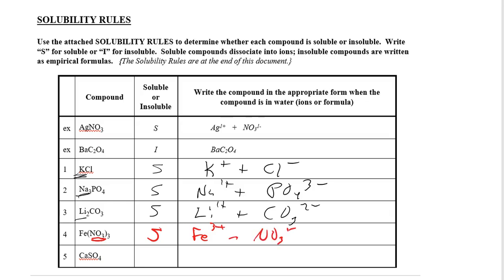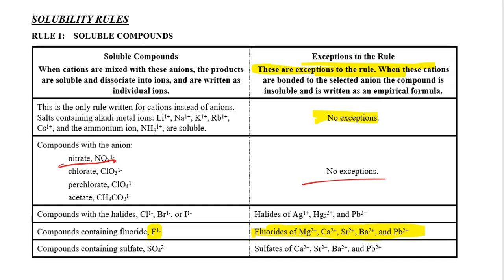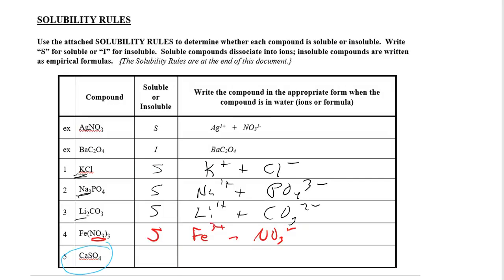If you look at the sulfate down here, calcium sulfate, well, let's find sulfate on our table. It's up here. Sulfate is listed as a soluble compound, but with calcium it's an exception. Exceptions to the rule, exceptions to being soluble, would be insoluble. So calcium sulfate we would list as being insoluble, and that would not dissociate, so you would just write it together.